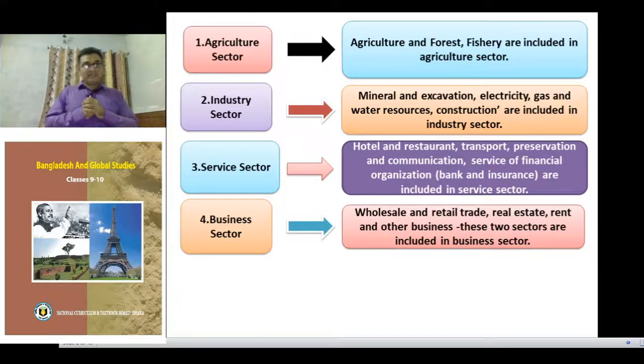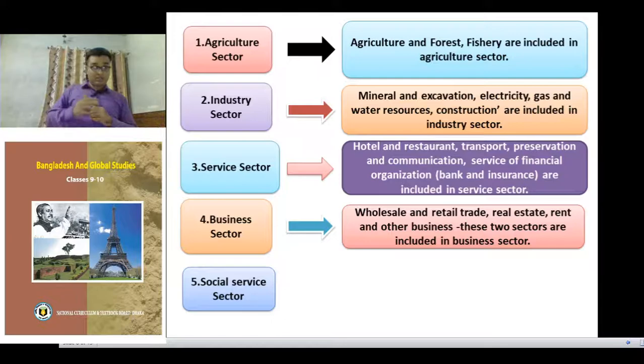Wholesale and retail trade, real estate, rent and other businesses, these two sectors are included in business sector. Okay, so that's all about business sector. And last type of wider economic sector is called the social service sector.